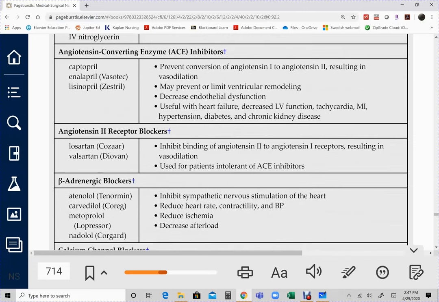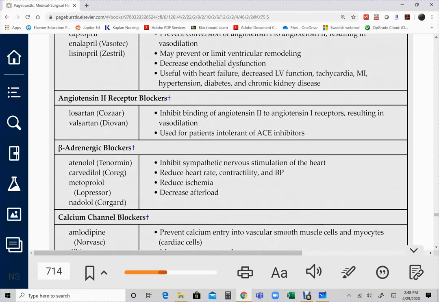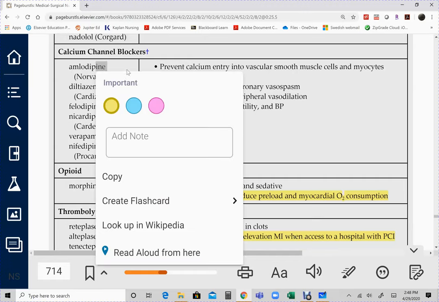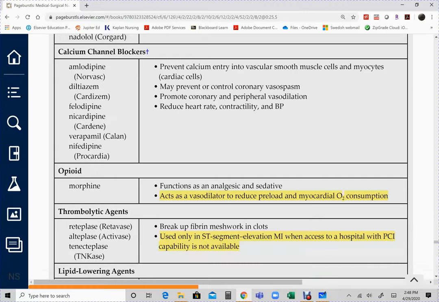And the other drugs you already know: ARBs, ACE inhibitors, beta blockers, calcium channel blockers. Let's pause here for a minute. Calcium channel blockers, you have to be careful with these because there are two types. We have DHPs and non-DHP calcium channel blockers. DHP stands for dihydropyridine calcium channel blockers. Sounds like a mouthful, but to make a long story short, these are the calcium channel blockers that end in "pine", like amlodipine, felodipine, nicardipine, nifedipine.